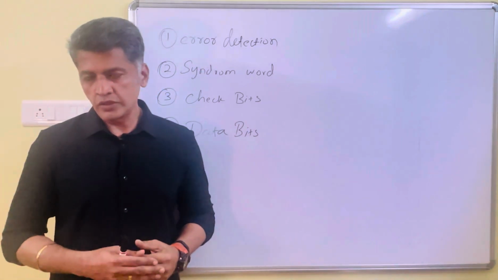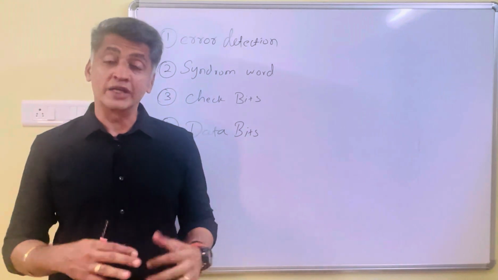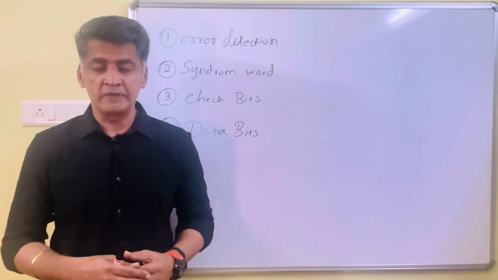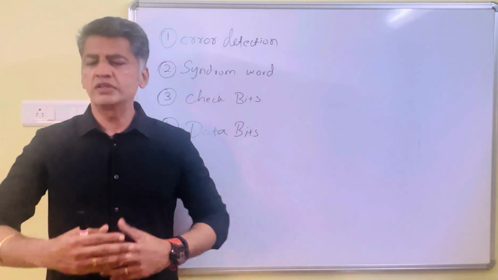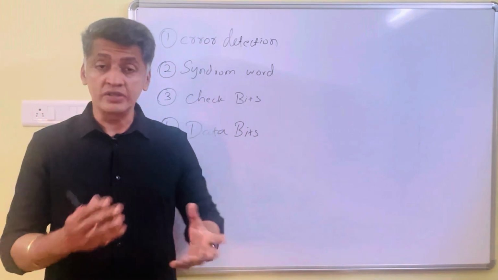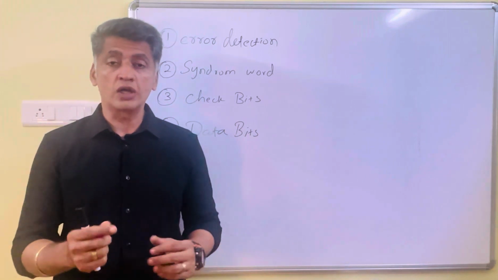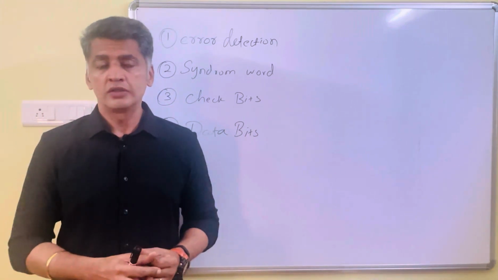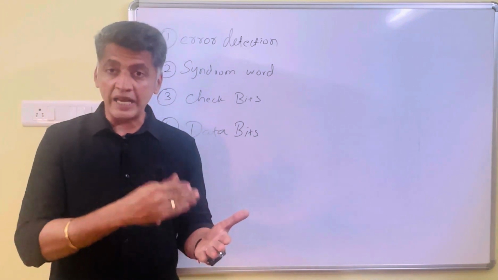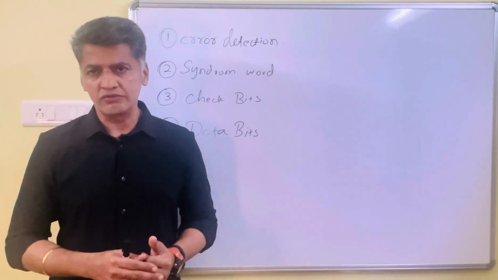In the last two videos, we have seen how to use the syndrome word to detect errors while you are storing the data bits into the memory. At the same time, we have discussed check bits and the check bit positions, and also how to place the data bits. As an example, we saw that if the data bit size is 8, how many bits there will be for check bits. All these things we have discussed, right?